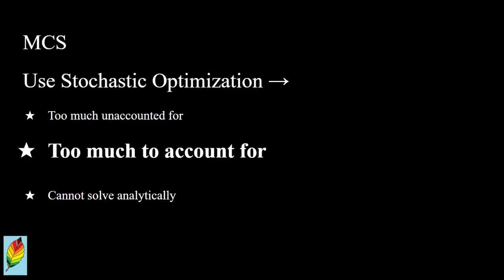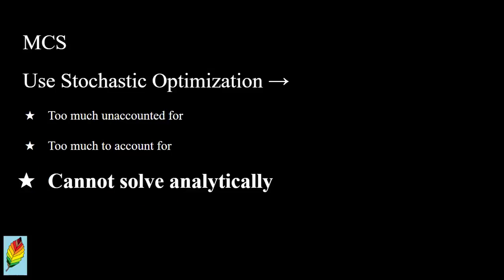Recall the video on deterministic and stochastic optimization. There, we discussed that you would use stochastic optimization when there is just way too much unaccounted for, or too much to account for. In these instances, developing and solving the optimization problem analytically becomes very difficult, or even impossible, so we move from deterministic to stochastic optimization.